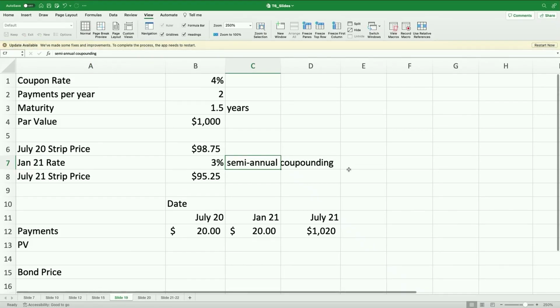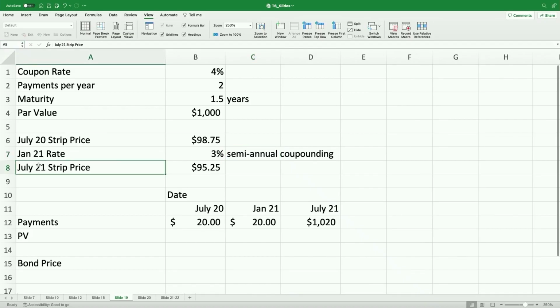Remember what that means. If I give you an APR of 3% with semi-annual compounding, quickly do in your brain, that means the rate is 1.5% every 6 months. That's what the bank is communicating to you when it gives you an APR of 3% with semi-annual compounding. And then this July 2021 strip price of $95.25. Remember, that means for every $100 of face value maturing in July 2021, it costs you $95.25 today.